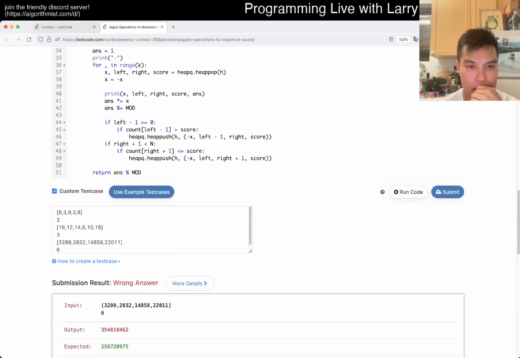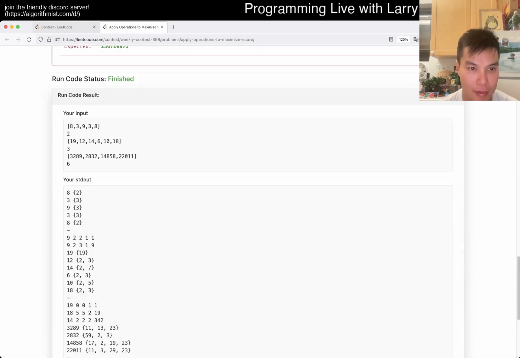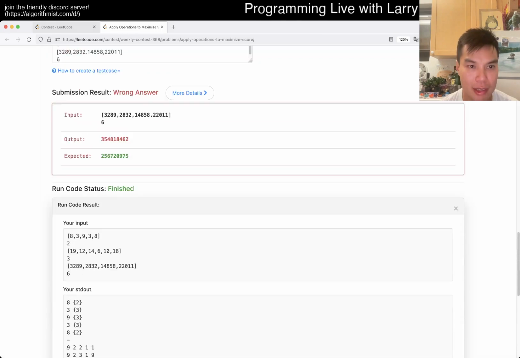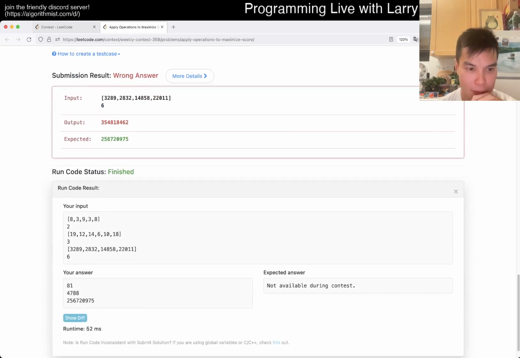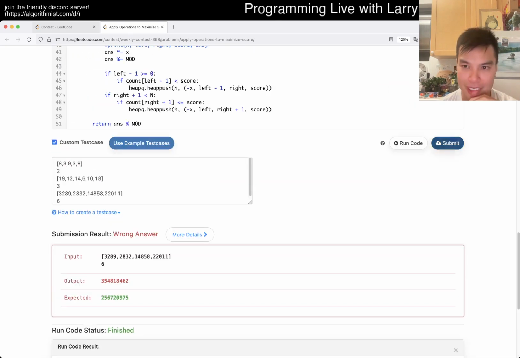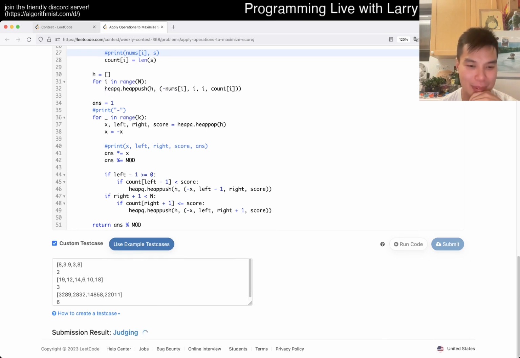Let's see, what am I doing? Count. Oh, I had this wrong. Oh man, that is a silly typo, isn't it? How does that pass the examples? I guess just lucky. Hopefully this doesn't time out. If it's timeout, it's fine. It's just I have to do that Leetcode pre-cache thing.